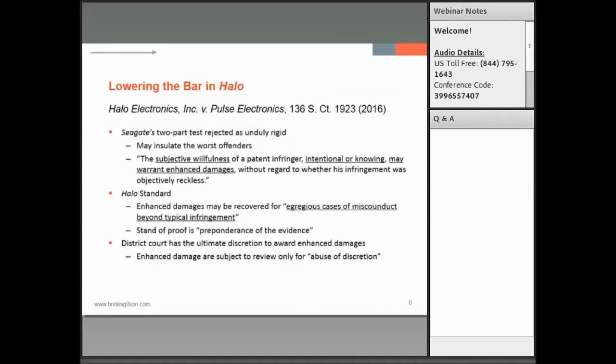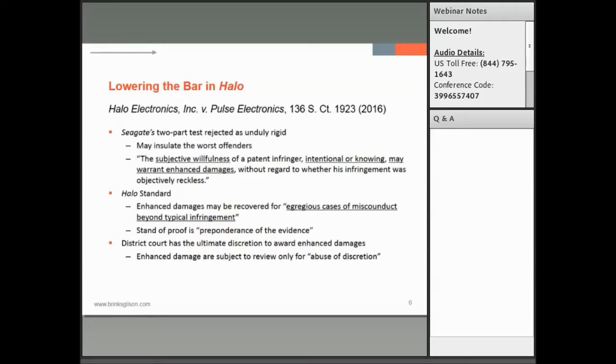So with that in mind, we then turn to HALO, and the Supreme Court rejects that Seagate test. Part of the issue that the Supreme Court had with this was that objective recklessness prong was required in every single case before a district court could consider enhanced damages. And this was problematic because egregious conduct could be shown by bad faith alone.